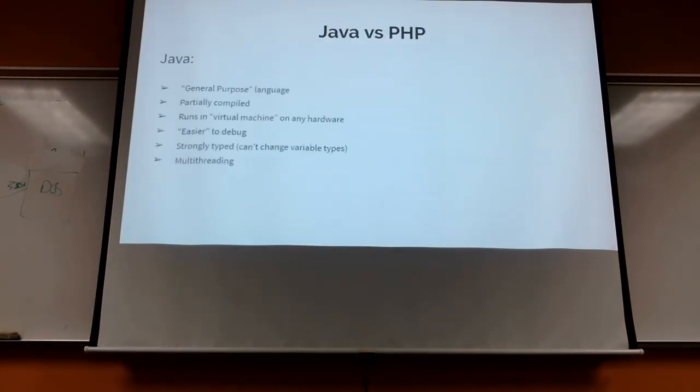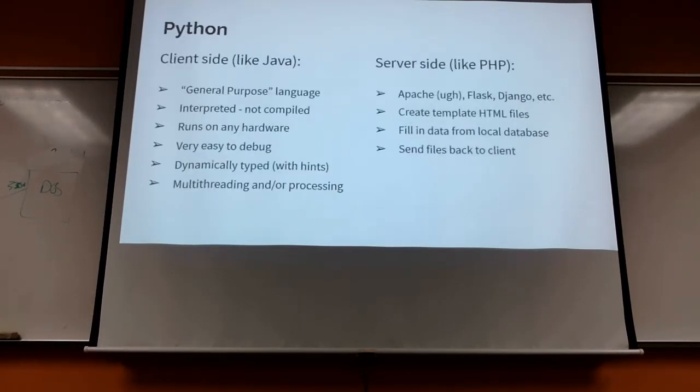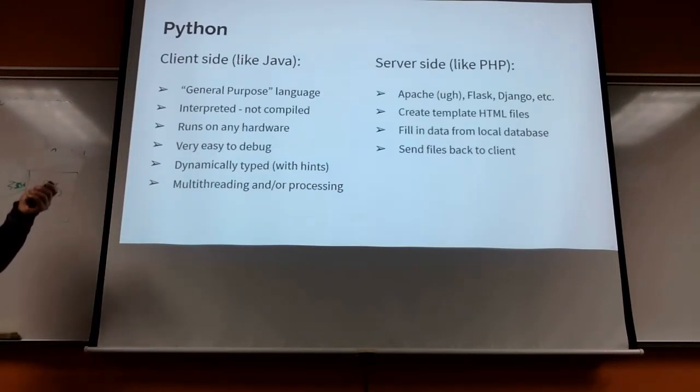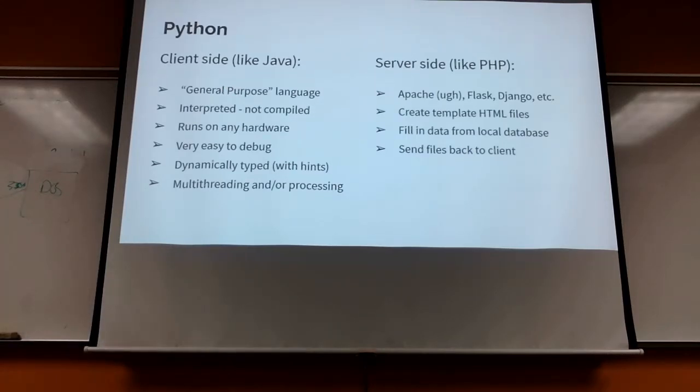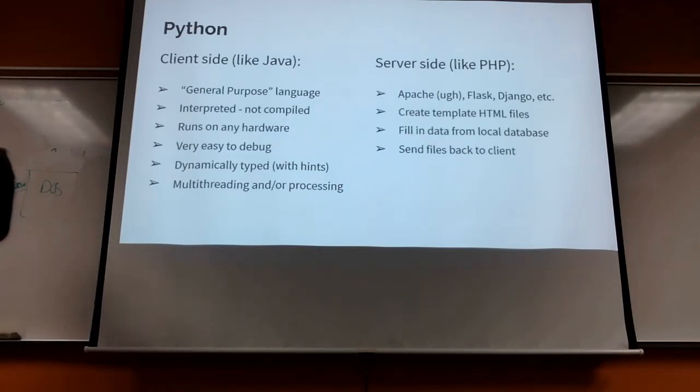All right, so as I said yesterday, Java versus PHP, but today we're going to start with Python. On the client side, it's kind of like Java in that it's a general purpose language. You can do anything you want with it. However, it is interpreted, not compiled. So kind of like PHP, it's run one line at a time, and it doesn't know about future lines until it gets there and breaks.